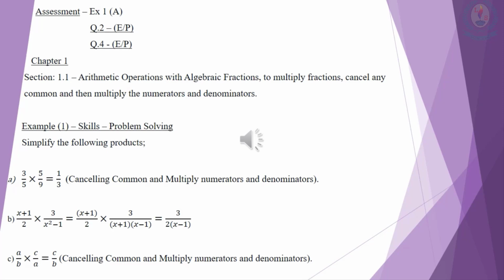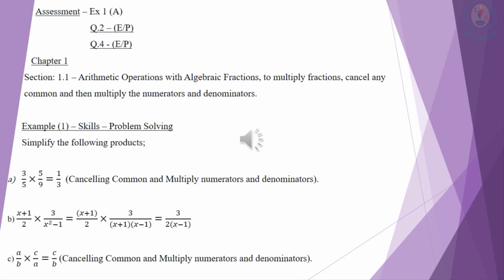Arithmetic operations with algebraic fractions. To multiply fractions, cancel any common factors and then multiply the numerators and denominators. Example 1, skills problem solving. Simplify the following products. Part A, 3 over 5 into 5 over 9, where 5 and 5 up and down cancel the common factor, which comes to the answer as 1 over 3.